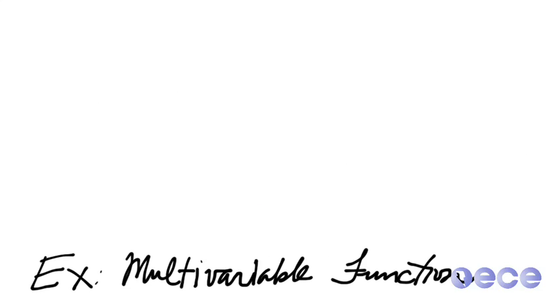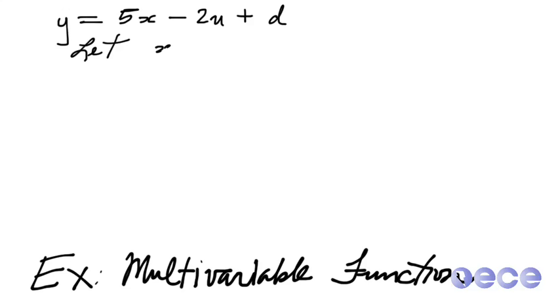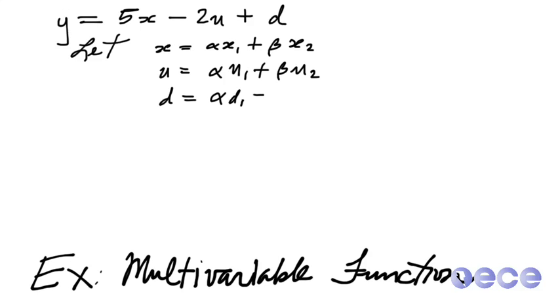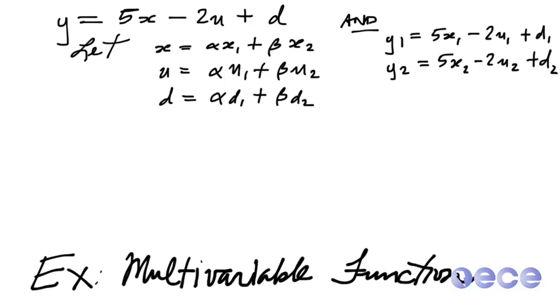So here's another example. How do we show for a multivariate function that that function is linear? So let's say we have y equals 5x minus 2u plus d. In this particular system, we're assuming that x, u, and d are individual variables and not constants. So x is going to be alpha x1, u is alpha u1, d is alpha d1, etc. So in this case, we want to substitute these values back into the equation and check for linearity. Likewise, y1 and y2 are going to be these values on the right-hand side, where we go ahead and substitute in x, u, and d as the variables.